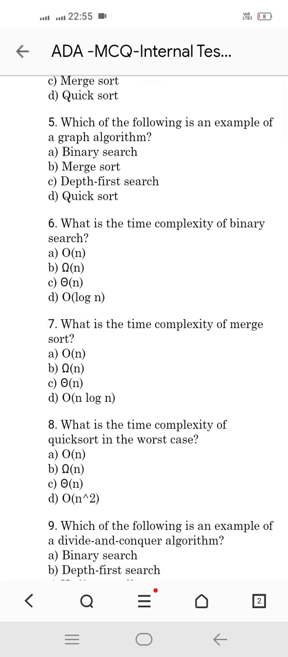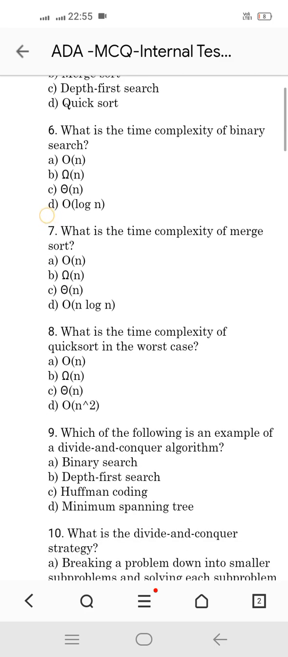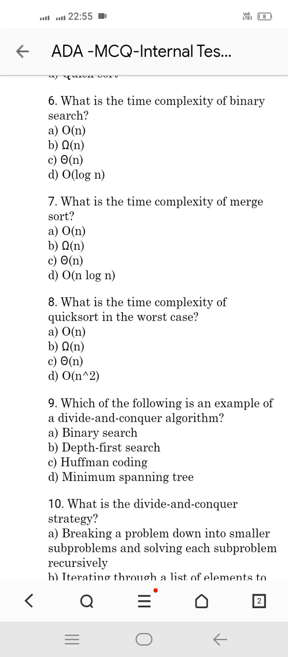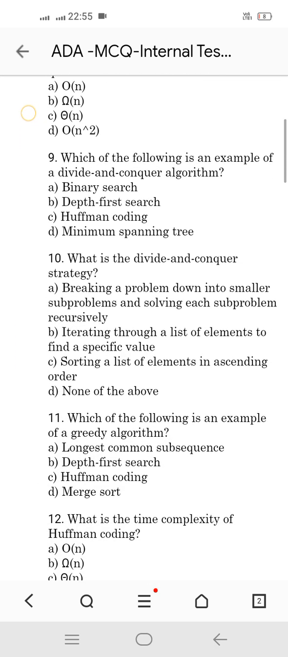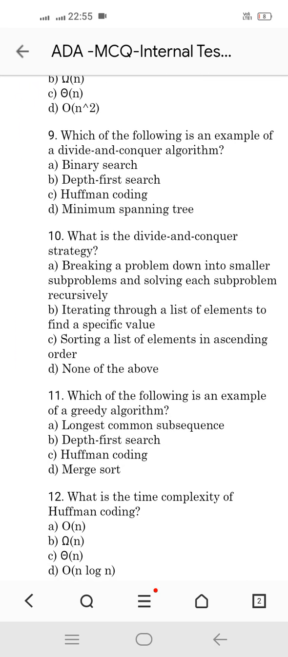Seventh, what is the time complexity of merge sort? Option D, order of n log n. Eighth, what is the time complexity of quicksort in the worst case? Option D, order of n square. Ninth, which of the following is an example of a divide and conquer algorithm? Option A, binary search. 10th, what is the divide and conquer strategy?